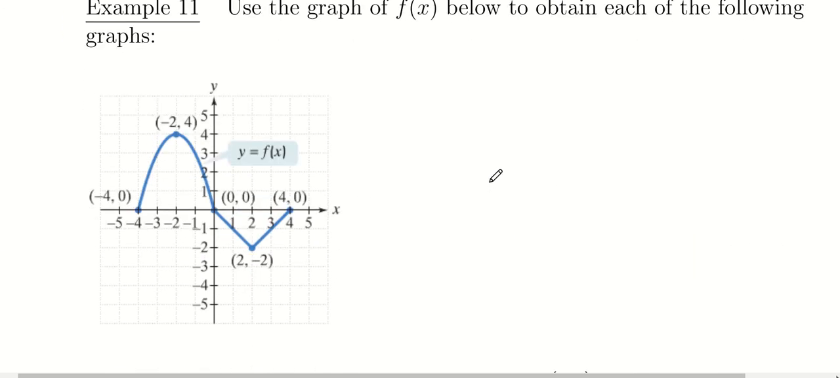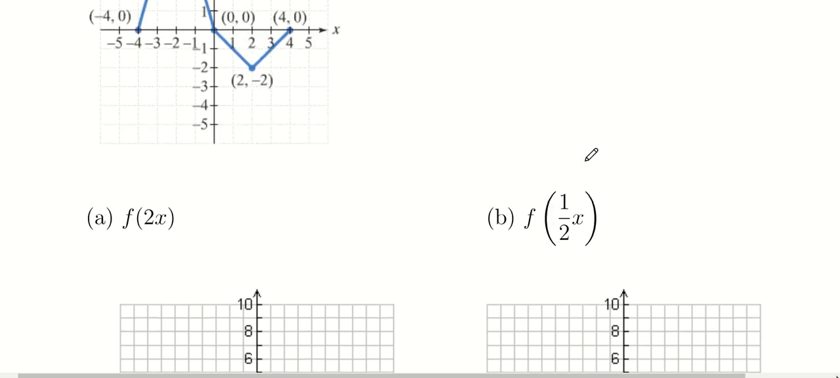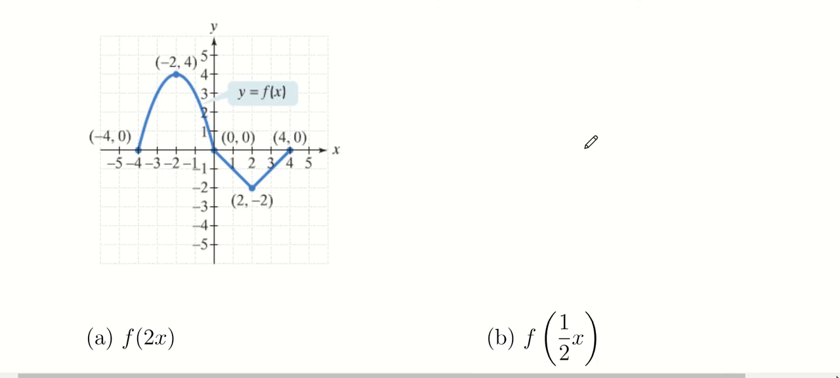Let's look at an example of this. In example 11, they give us some parent graph, which is this graph here. And we want to find the graph of f of 2x and the graph of f of 1/2 x. In order to do this, let's write down a table of values here.